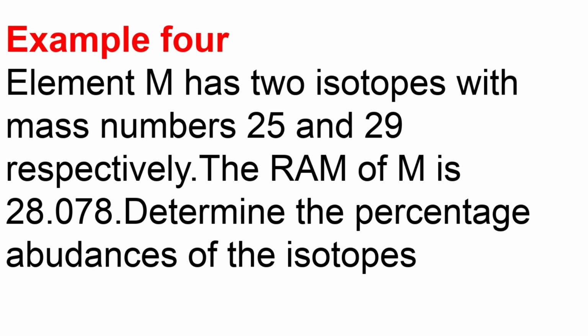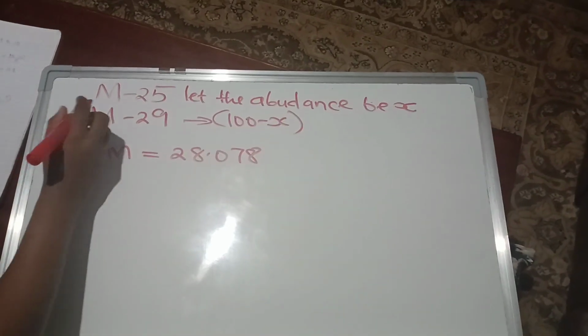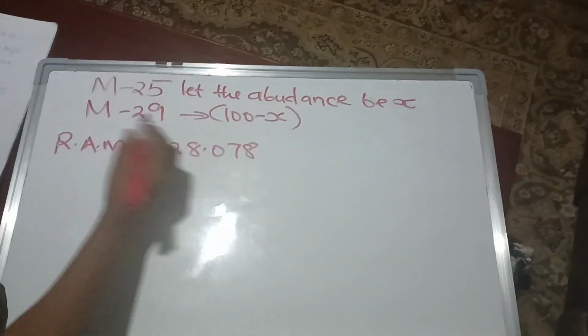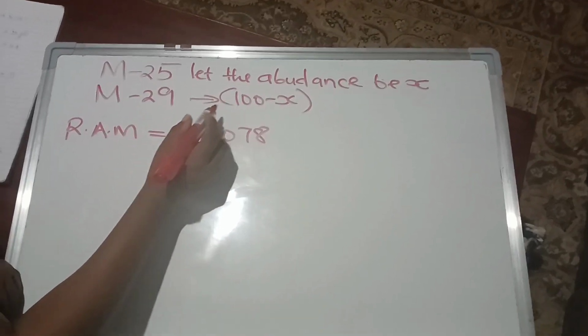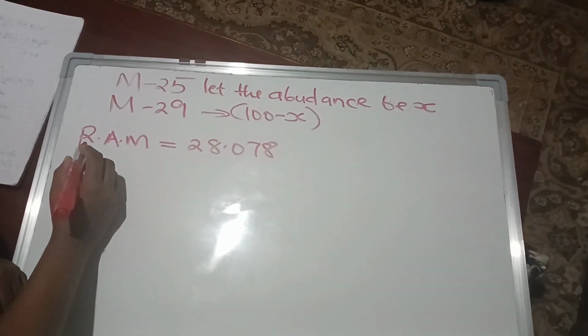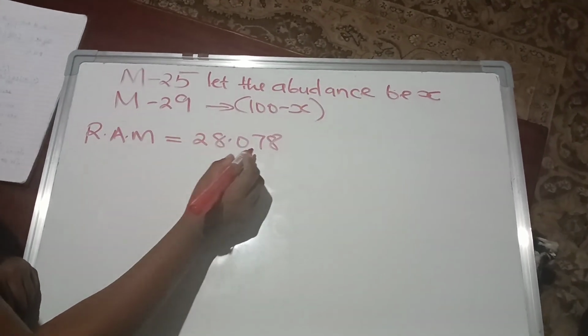Element M has two isotopes with mass numbers 25 and 29 respectively. The RAM of M is 28.078. Determine the percentage abundances of the isotopes. Now this one we work out similar to example 2, and this is how it's going to be worked out. So M25, let the abundance be x, and M29, the abundance will definitely be 100 minus x. RAM is given as 28.078.